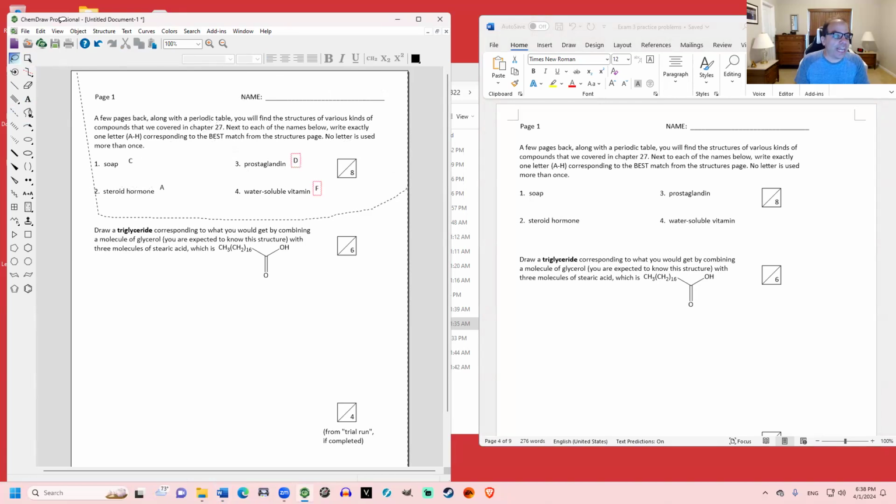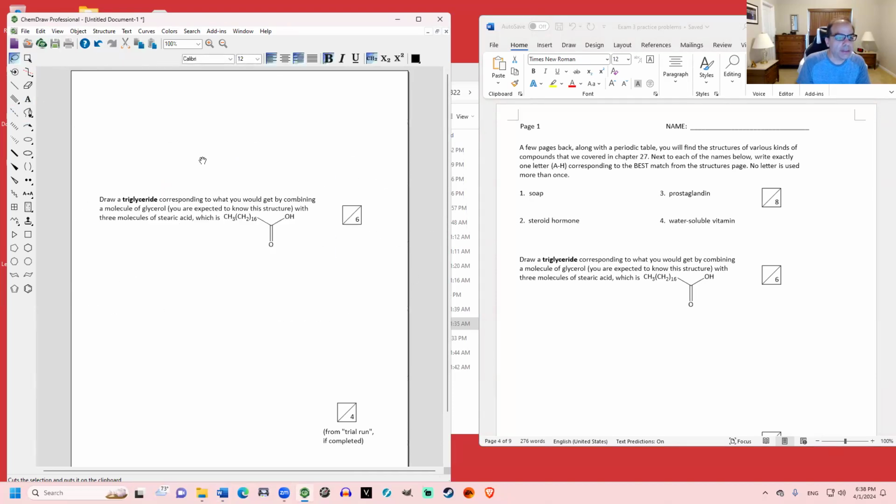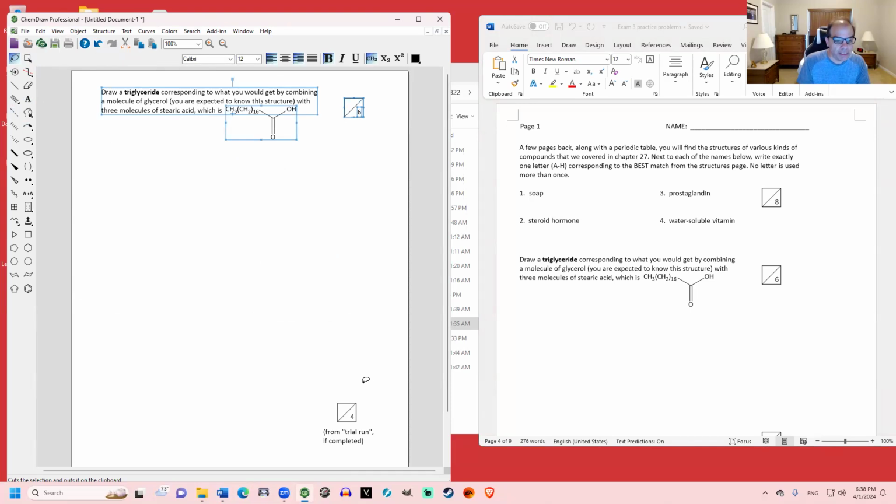The next question asks to draw a triglyceride. And a triglyceride, as we said in class, is a triester of glycerol, which is 1,2,3 propane triol, with 3 molecules of a fatty acid. So in order to answer this question, you needed to know what glycerol was, and you needed to know what an ester functional group is. And we had some practice in class drawing triglycerides.